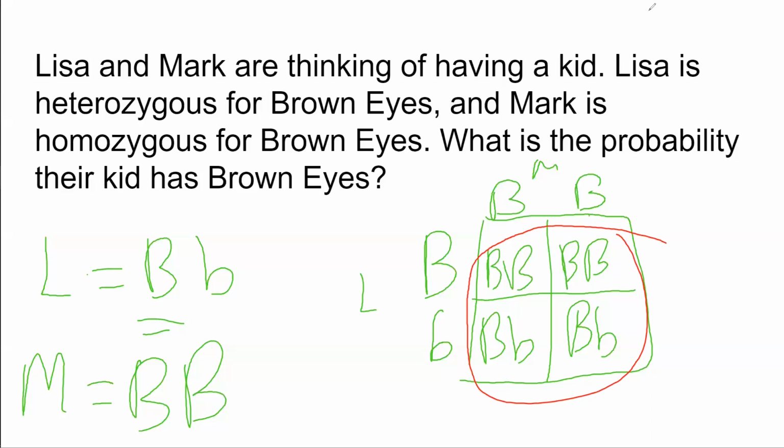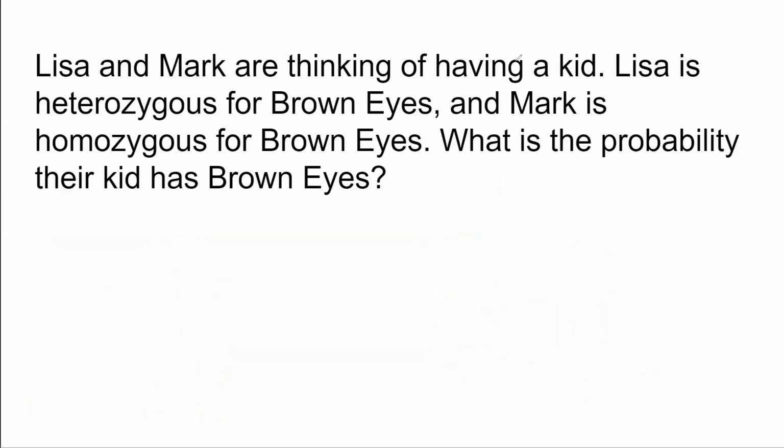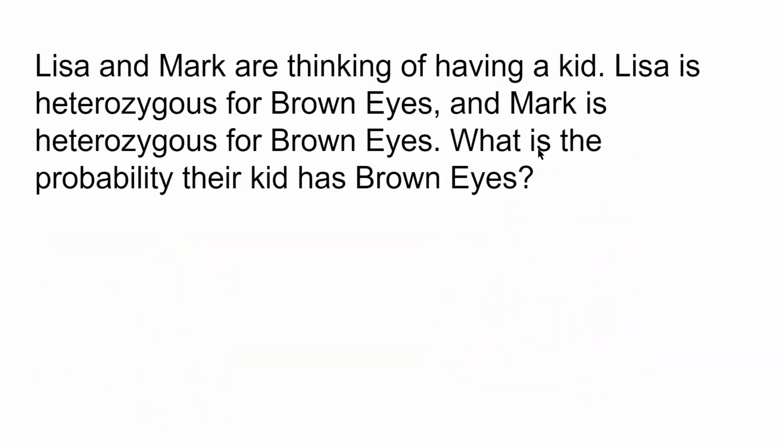So if anybody has any questions, then just ask them now, because then we're going to move on to problems, and you guys are going to try this on your own. Okay, so if there's no questions, then let's try the next one. So Lisa and Mark, again, are thinking of having a kid. Lisa is heterozygous for brown eyes, and Mark is heterozygous for brown eyes. What is the probability that their kid has brown eyes?